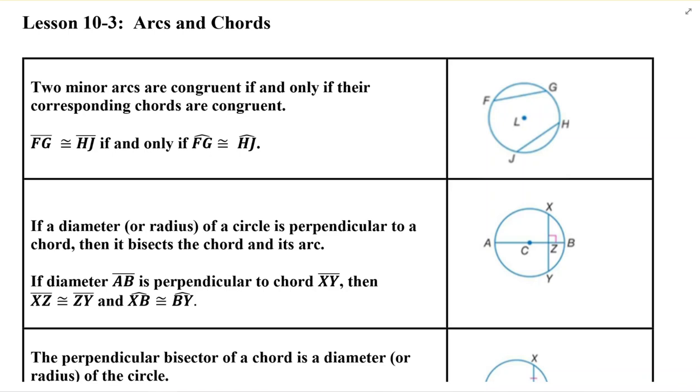Lesson 10.3, Arcs and Chords. So the first thing we're looking at is a circle with two minor chords. We have the chords FG and JH. If we know that these two chords are congruent, then we know that their arcs are congruent. And if we know that the arcs are congruent, then we know that the chords are congruent.